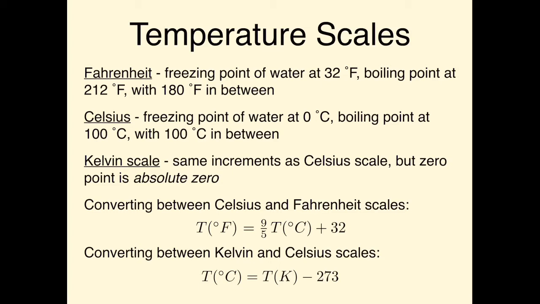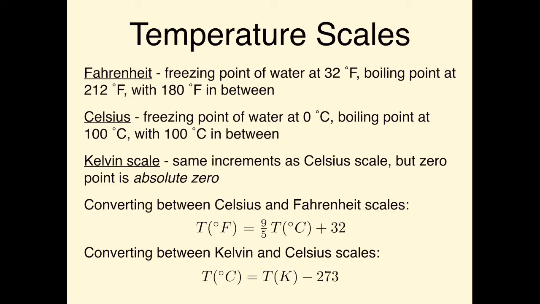So we'll start with the Fahrenheit scale, which is most commonly used in the US to report the weather. The freezing point of water in the Fahrenheit scale is at 32 degrees, and then the boiling point of water is at 212 degrees. And in between those two temperatures, you have 180 degrees Fahrenheit. Okay, that's how the Fahrenheit scale is defined. In the Celsius scale, the freezing point of water is set to 0 degrees. The boiling point is set to 100 degrees, so you have 100 degrees in between those two temperatures.